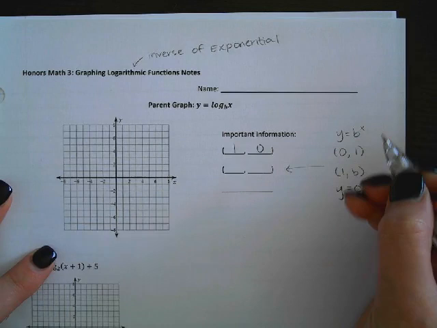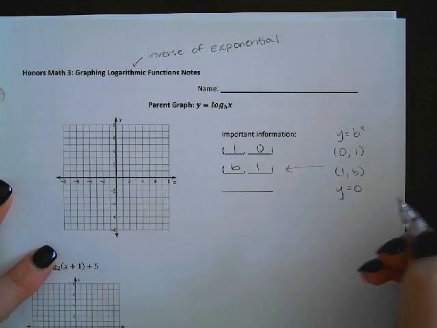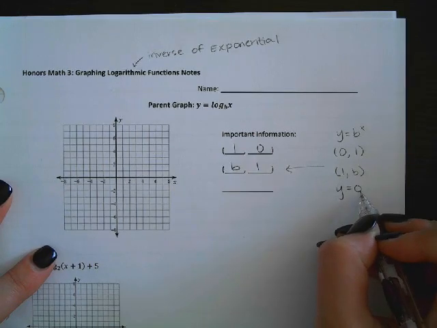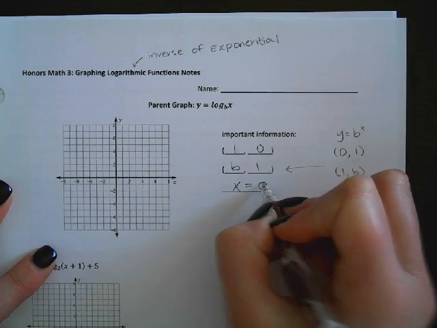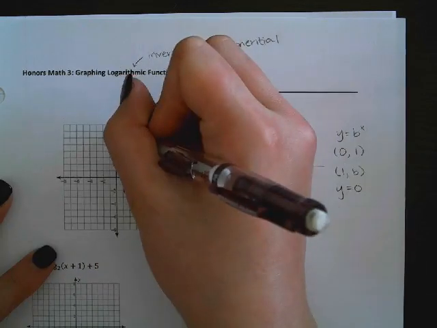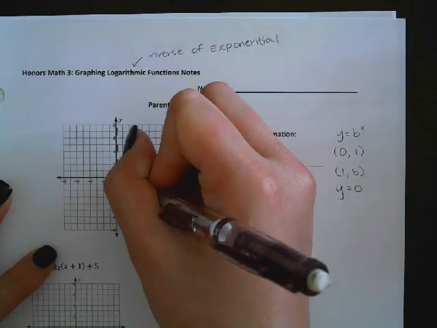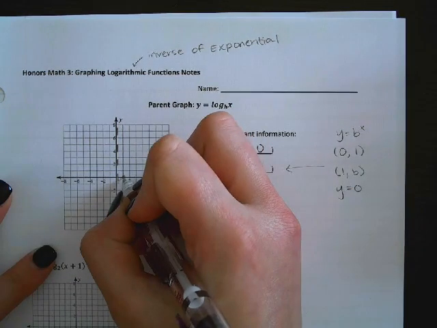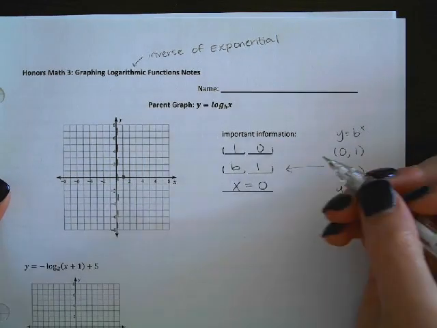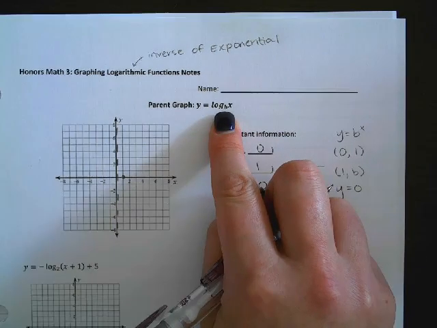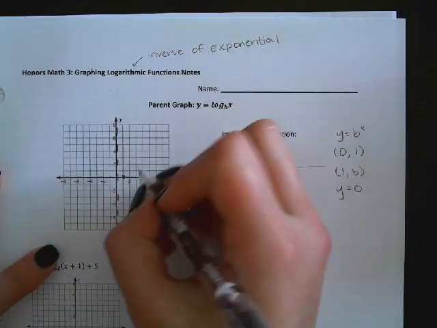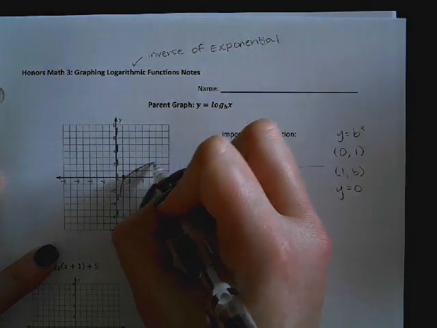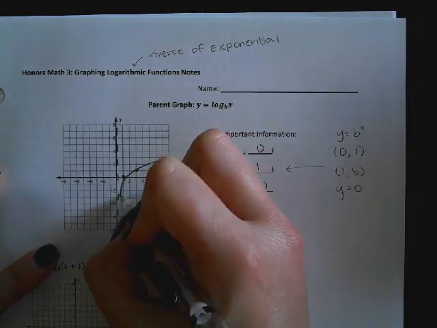So this would be (1, 0). This would be (b, 1), and then instead of having a horizontal asymptote at y equals 0, we're going to have a vertical asymptote at x equals 0. So we have the vertical asymptote, and then we have the point (1, 0), and then the point (base, 1), and so maybe we could have a base of 3 or a base of 10 or whatever. I'm going to go ahead and give it a base of 3. And then there's our graph right there.